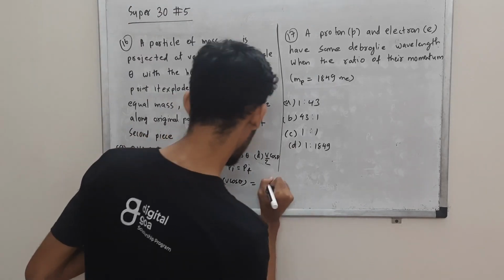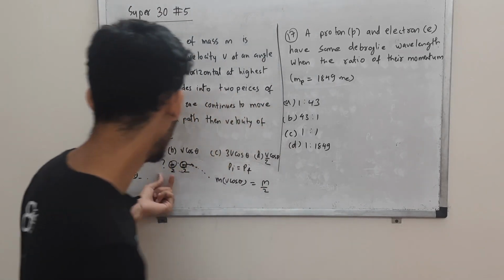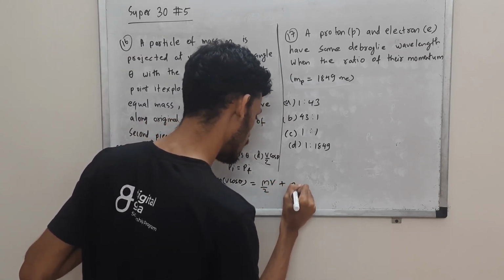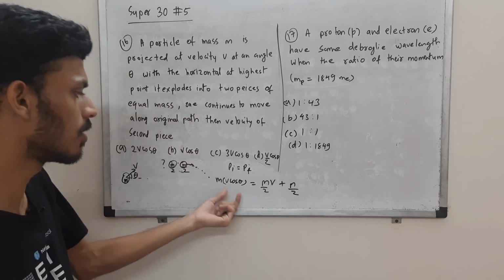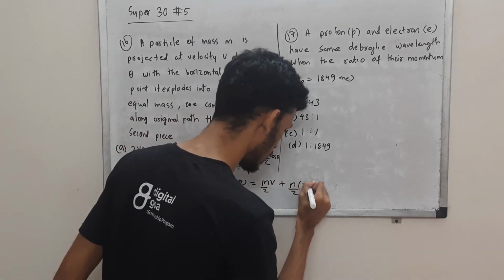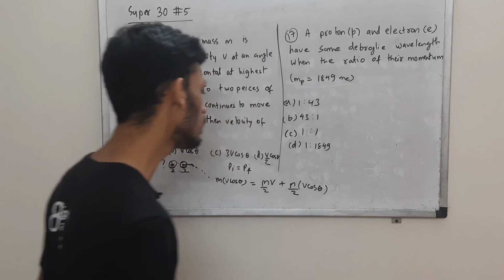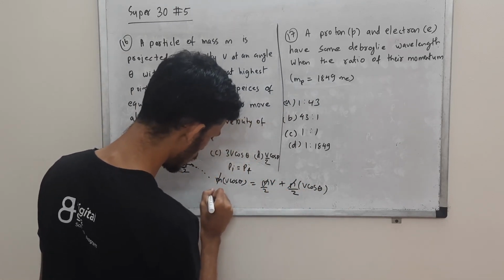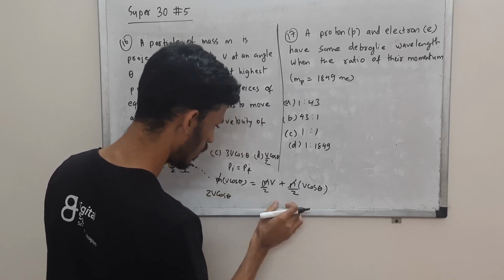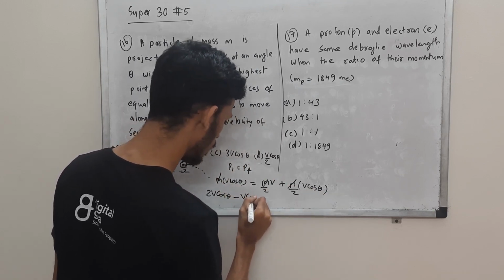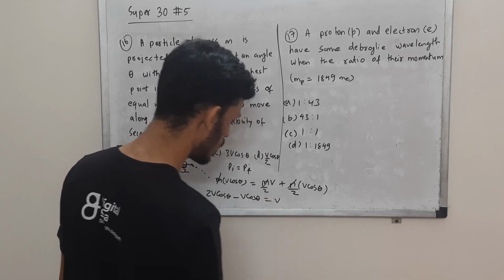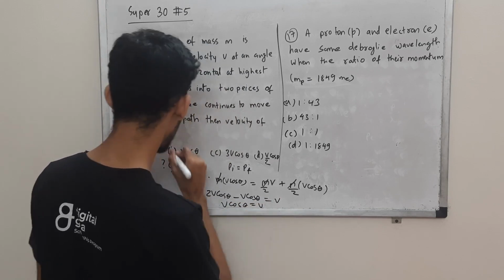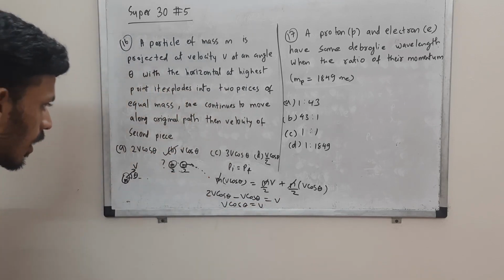Here we'll have m by 2, and what happens to this first piece we don't know. We have to find its velocity, and the second piece m by 2 continues with the same motion, which means it has the same velocity v cos theta. Now you can cancel m throughout. I can take this 2, so 2 v cos theta minus v cos theta will give you the value of this v, which will be v cos theta. So option B, v cos theta, is the correct choice over here.